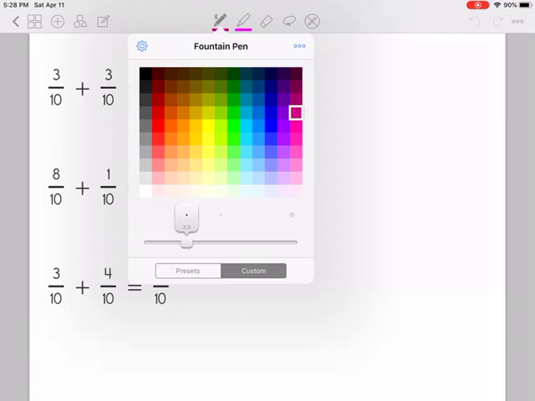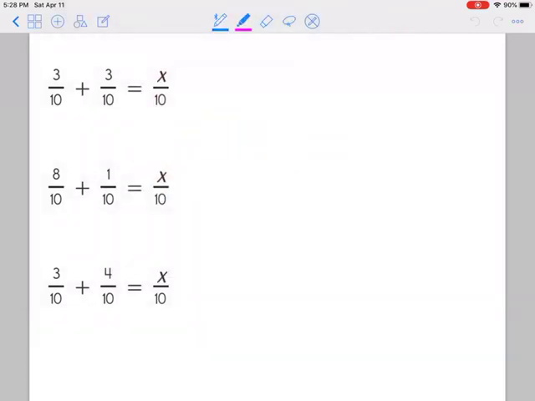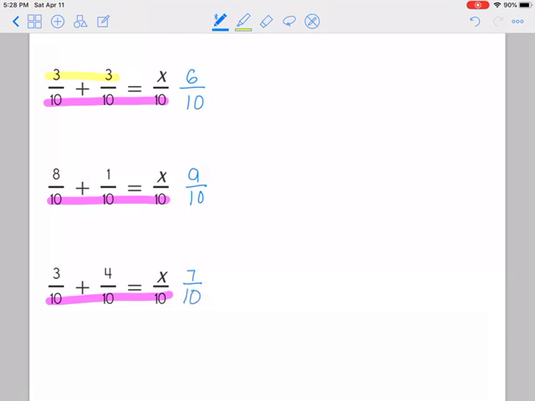As you will notice, the denominators are the same. When the denominators are the same, all you have to do is add the numerators. And we know that 3 plus 3 is 6, and that denominator doesn't change, so x is equal to 6, and 3/10 plus 3/10 equals 6/10. All right, 8/10 plus 1/10 equals 9/10. 3/10 plus 4/10 equals 7/10.